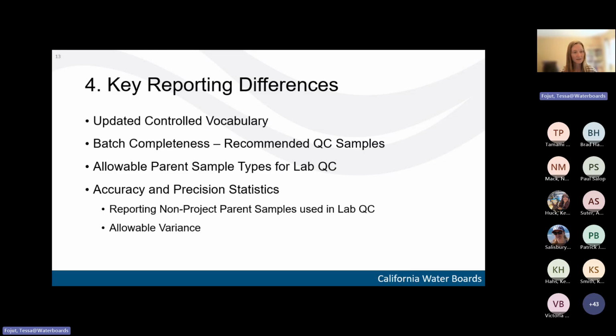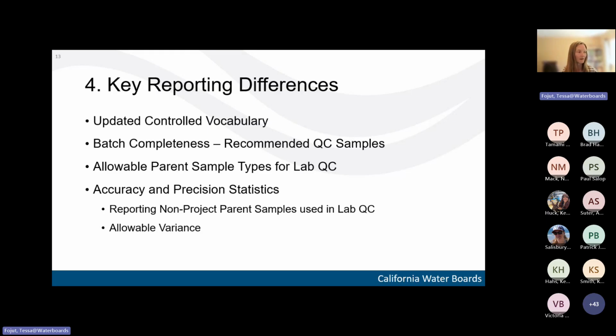And then accuracy and precision statistics, like the percent recoveries and RPDs that I mentioned. One big change for labs is that if you use a non-project parent sample for those, right now we don't require that to be submitted. But in CEDEN 2.0, that parent sample record will need to be included so that the system can find the parent and do the recalculation for the RPD or percent recovery.